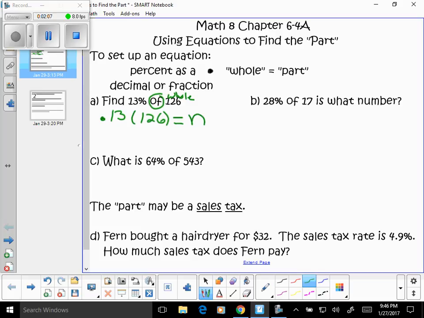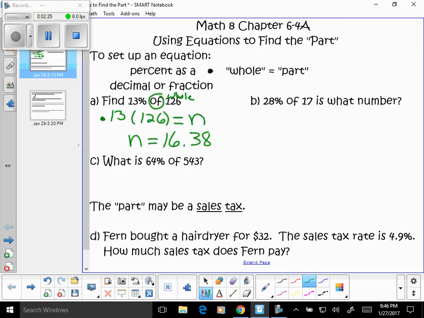This is where I use a calculator. I take the n to the left side to do my answer. Then I take my calculator, I just put 0.13 times 126 equals 16.38.